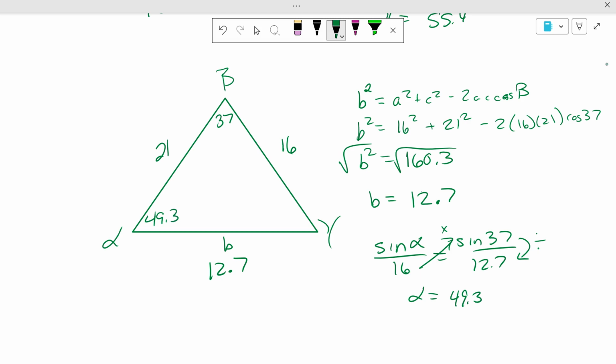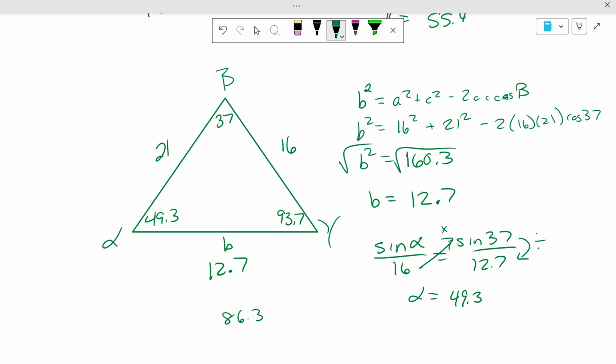So, if you take 37 plus 49.3, that's like 86.3, right? So what's left for this angle is 93.7.